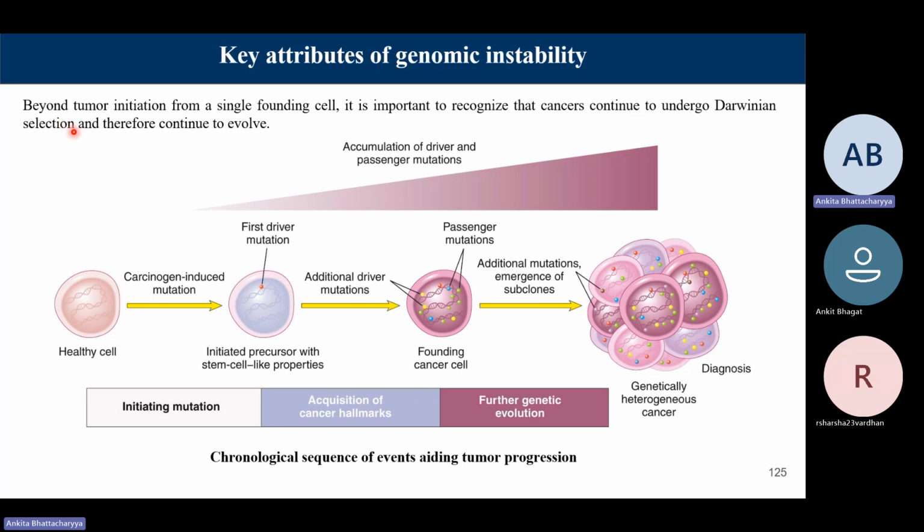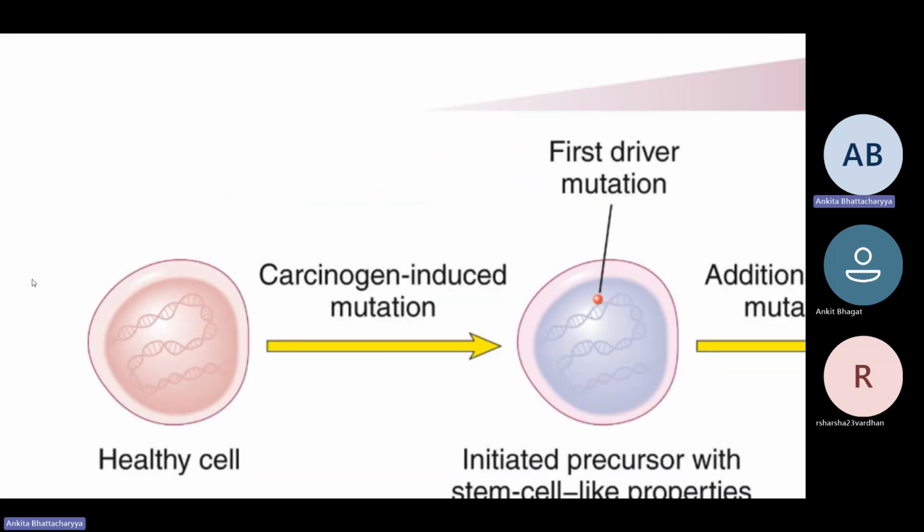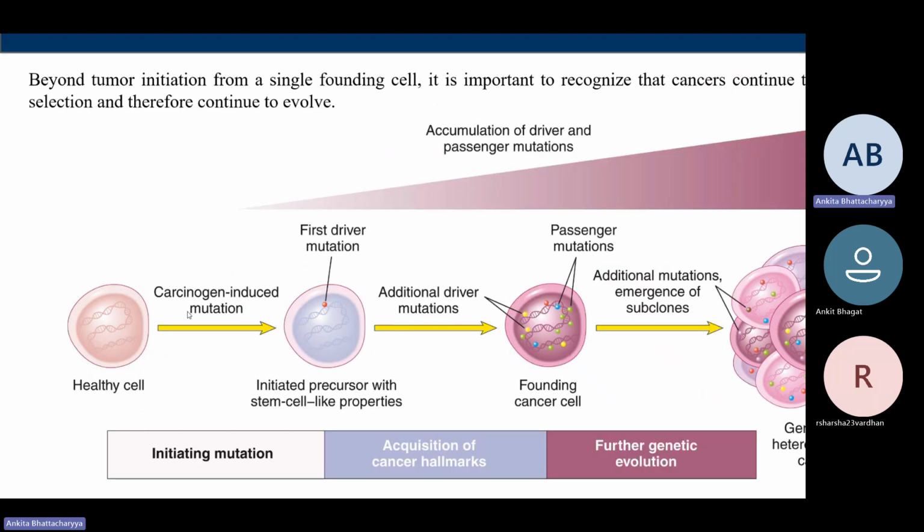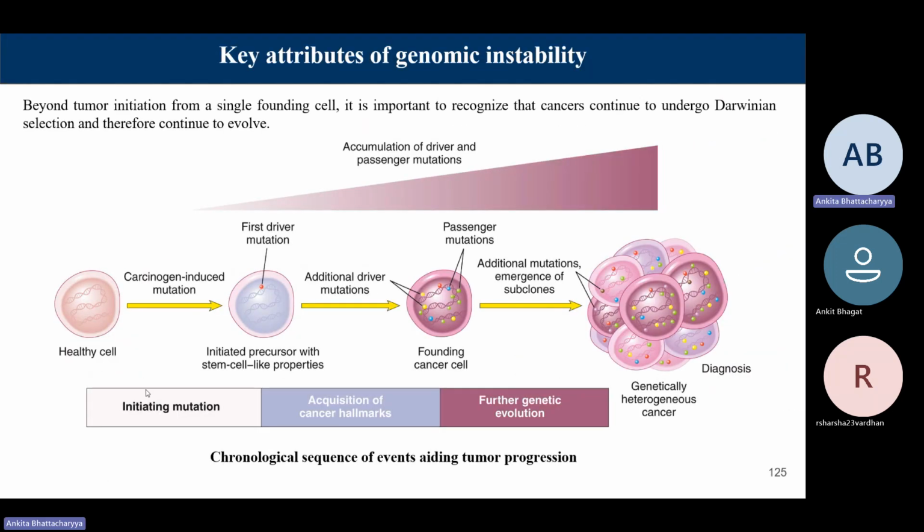But a key attribute of genomic instability is the fact that, first of all, let me just revise what is written here. So beyond tumor initiation from a single founding cell, it's very important to recognize that cancers continue to undergo the process of Darwinian selection, and therefore they continue to evolve. This is something we've already discussed. So here you have a healthy cell within which you can see there's a genome also, which is intact and which is healthy.